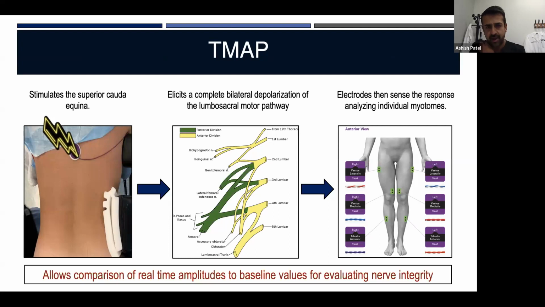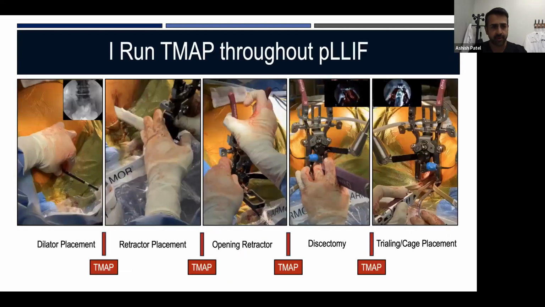There's a modality that's been around called TMAP, or transabdominal muscle action potential, and it's a stimulation of the proximal end of the cauda equina and elicits a depolarization down the nerve roots through the lumbosacral pathway. And the electrodes in the myotomes in the lower extremities pick up that response. And it really allows for the evaluation of nerve integrity in real time. So much like you run a motor during deformity surgery, especially during screw placement or the critical parts of deformity correction, that's what I use TMAP for when I'm performing my lateral.